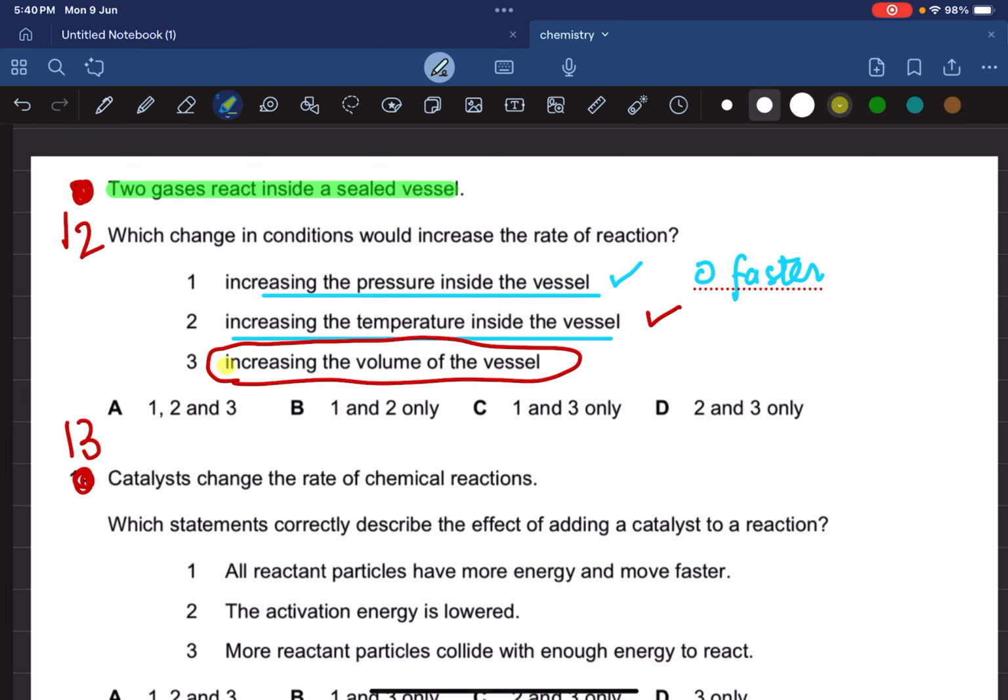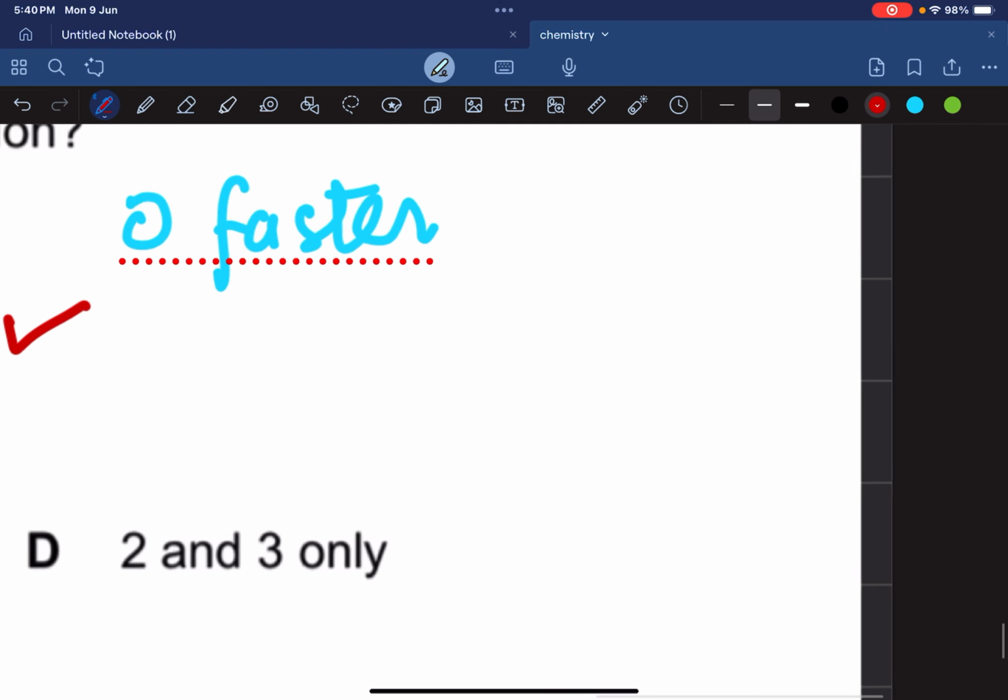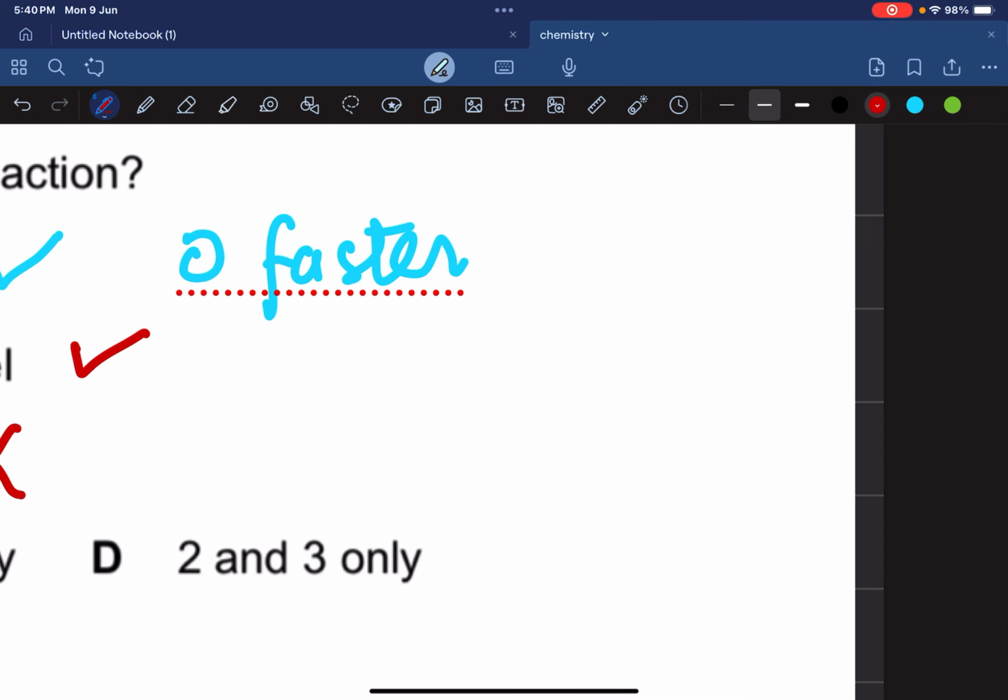Increasing the volume of the gas. Okay, you increase the volume of the gas. That means you have more of the gas, so more collisions. Don't you think this? That's going to be correct, but that's incorrect. Why? Because look, what you're doing is you're increasing the volume of the gas, so you're decreasing the concentration. Okay, volume and concentration are inversely proportional.